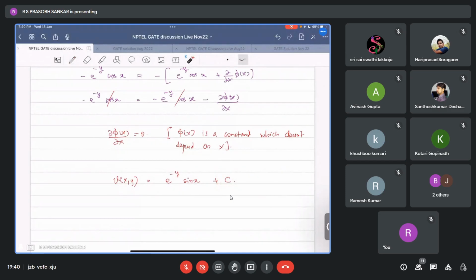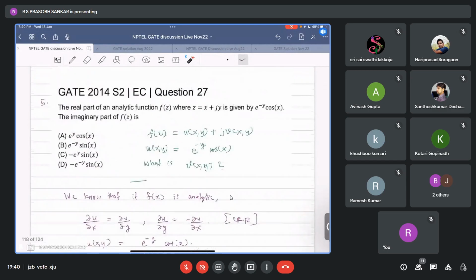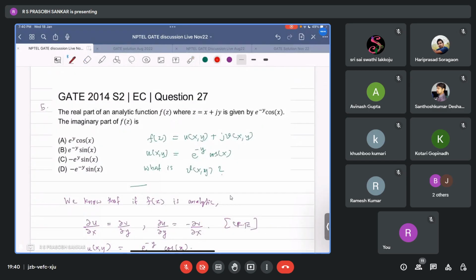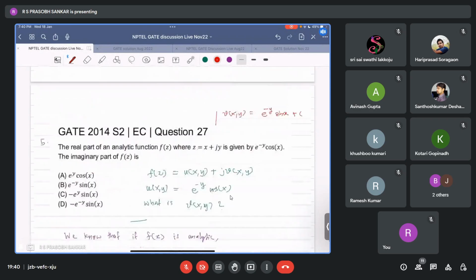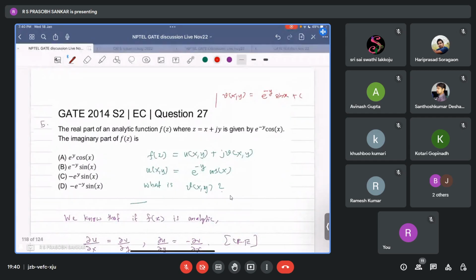We don't know. So what to do? We need to look at the options. If you see the options, none of the options has any constant. And we know that v of x y is e raised to minus y sin x plus c. Since there is no constant anywhere, and whatever we have here is the same as what we have in the option, we can say that option B is the correct answer.